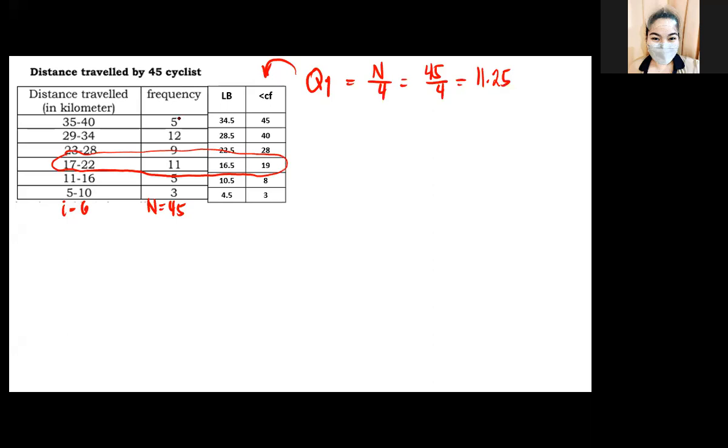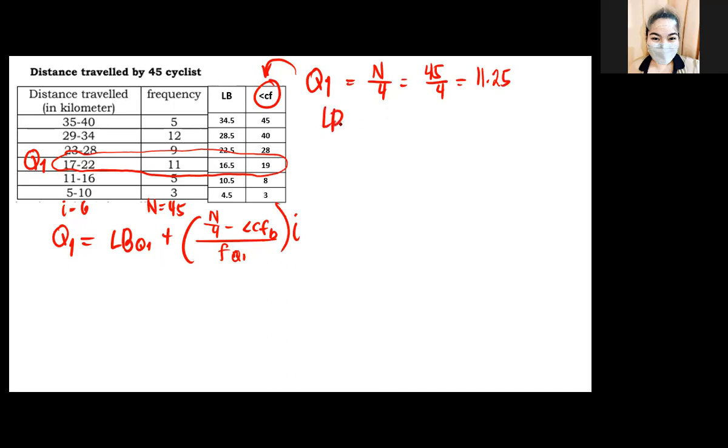Again, ang titingnan po ninyo lagi ay yung CL para hindi kayo magkamali. So, ibig sabihin, ito yung first quartile class or the lower quartile class. Sa kanya magagaling ngayon lahat ng values, nung nasa formula natin: the lower boundary of the quartile class plus the quantity of n divided by 4 minus the cumulative frequency below, divided by the frequency of the quartile class, times i.